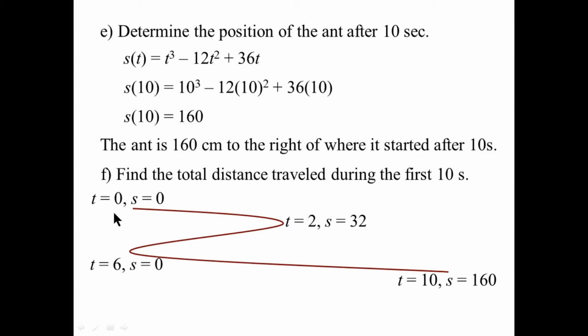Here's a diagram of its motion. There's the function. When t is 0, it was at s equals 0. And we know that at t equals 2, it stopped, and its position was 32. We figured that out from before. And then at t equals 6 seconds, it was back at its starting point. And we just figured out at t equals 10 seconds, it had traveled out to 160. So to get the total distance traveled in the first 10 seconds, we'll have to take 32 plus 32 plus 160.